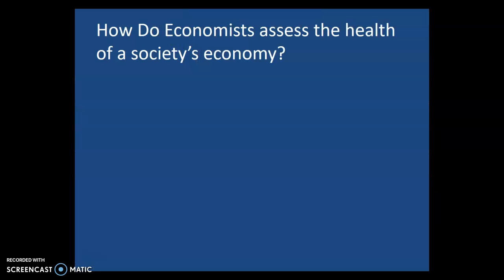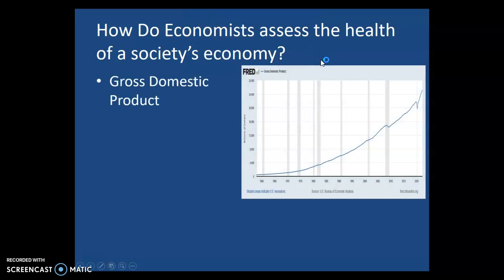Now, first of all, I'm going to ask a question. How do economists assess the health of a society's economy? There are really three areas that we look at in macroeconomics. The first of which is gross domestic product. We'll be dealing with gross domestic product in detail in a week or two or three. But for now, just suffice it to say that the gross domestic product, or GDP, as we oftentimes call it, is really the total value of a nation's economy in a year.